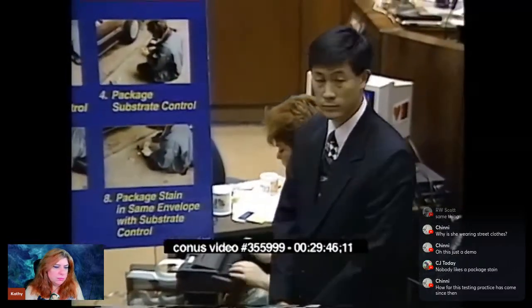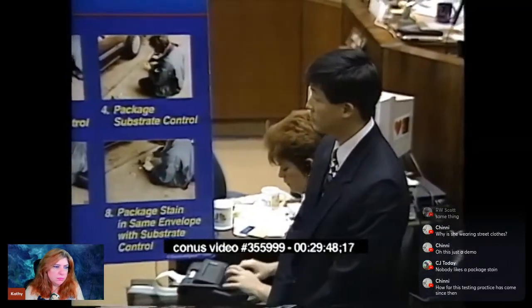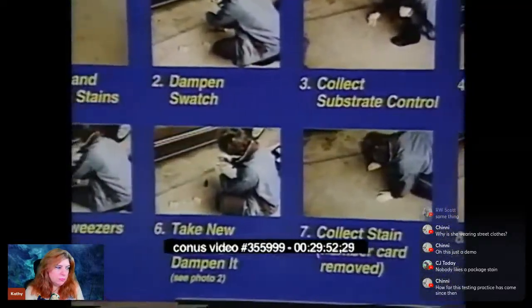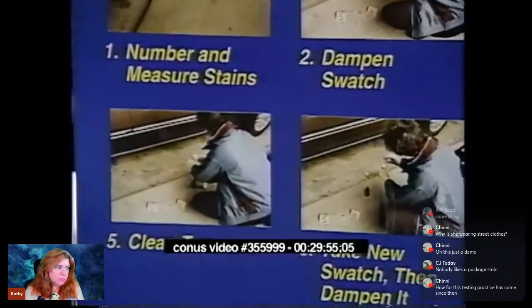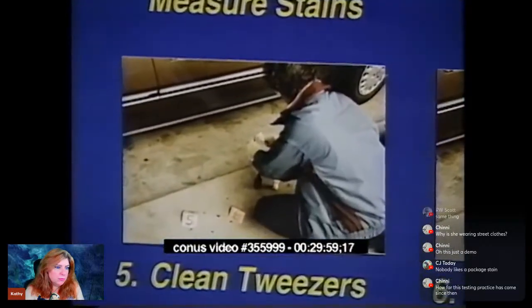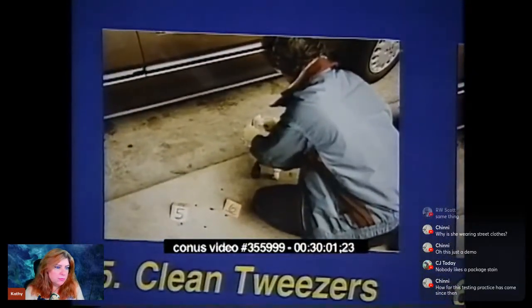Now, directing your attention to cell 5, labeled clean tweezers. Can we have that up there? One, please.